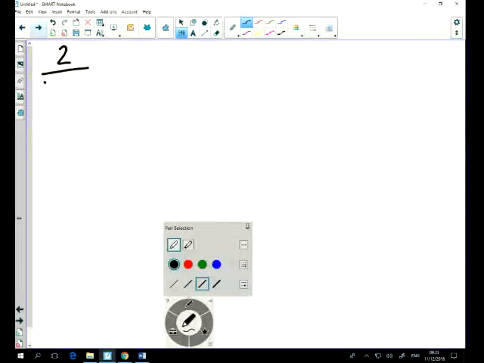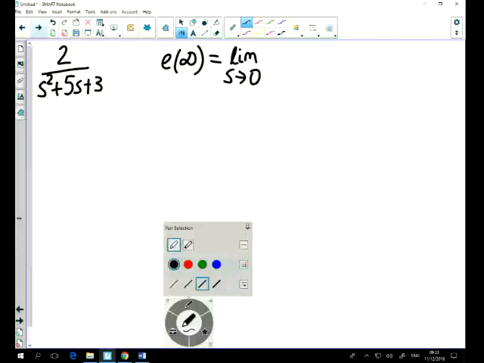So a transfer function is 2 over s squared plus 5s plus 3. And the final value theorem is that the steady state error is equal to the limit as s tends to zero of s times E of s. Sorry, s tends to zero, so as time tends to infinity. That's your final value theorem there.